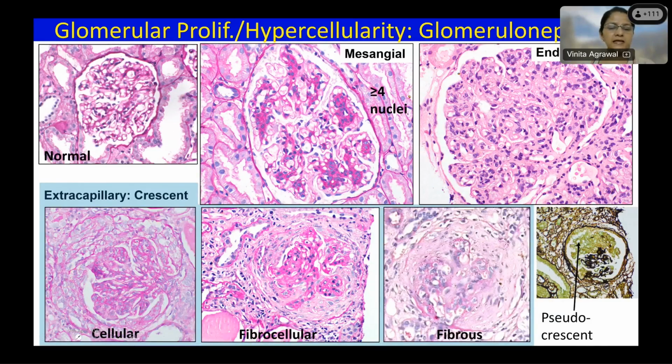This is a cellular crescent. This is fibrocellular and fibrous. How do you define these? It is dependent on the percentage of fibrous component and the cellular component.